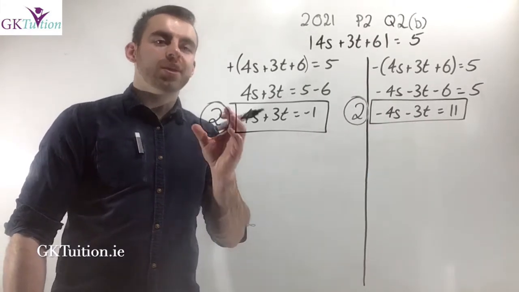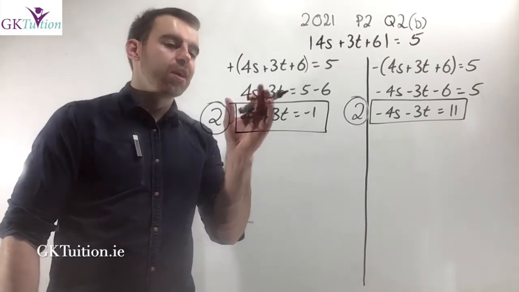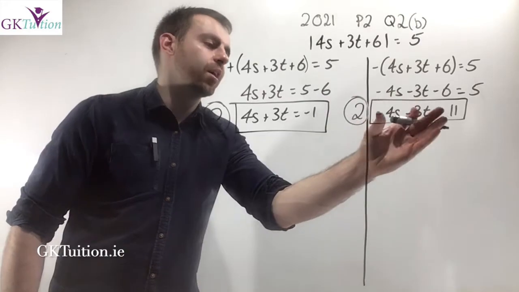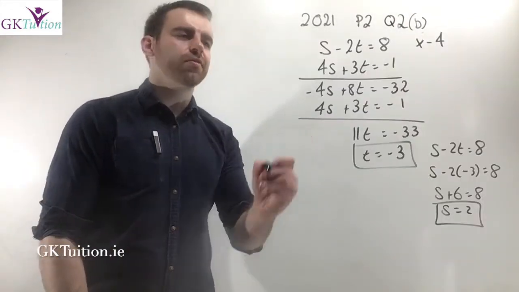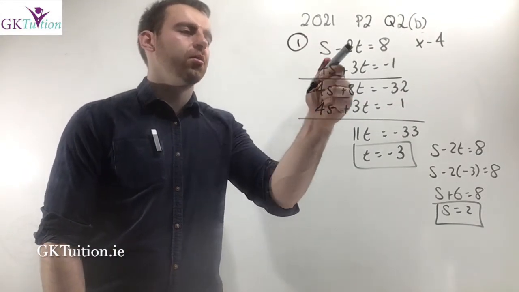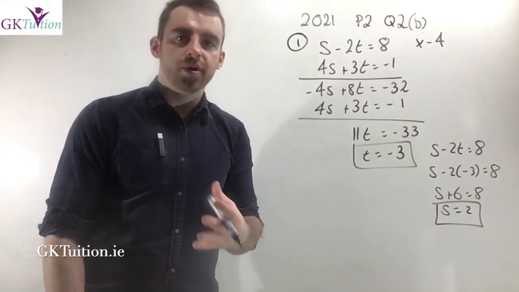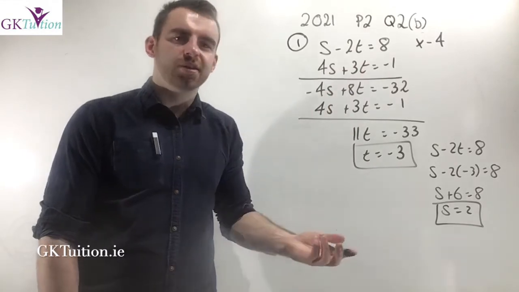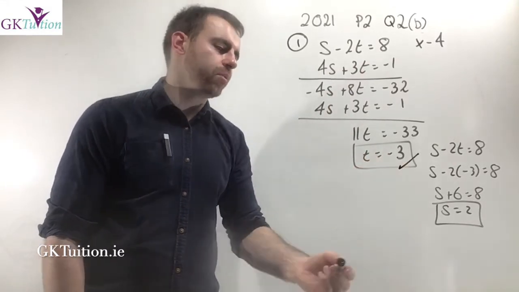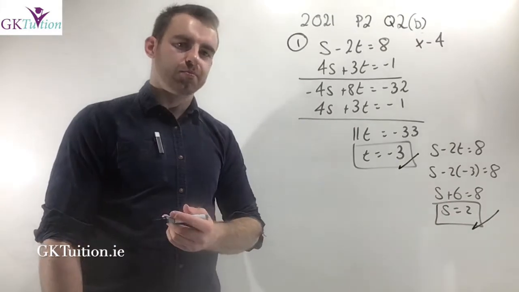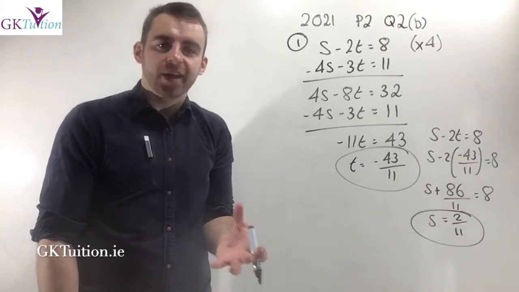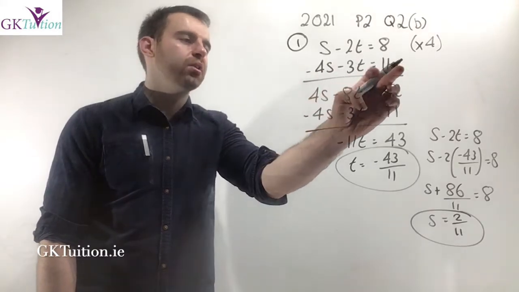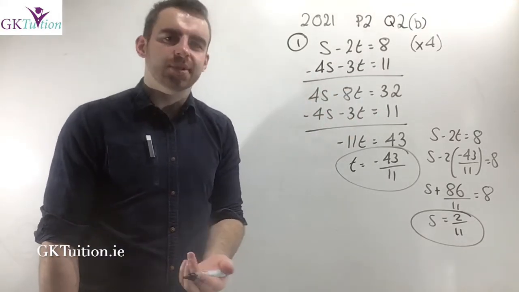But now we can take the equation we got at the start of the question and this one, solve for s and t, or take the equation we got at the start and the other one and solve for s and t. Okay, so the first equation we got was s minus 2t equals 8. And one of the possible second equations is 4s plus 3t equals minus 1. It's an easy enough simultaneous equation. You end up with t equals minus 3 and s equals 2. The second set of acceptable answers is when you take the other equation, minus 4s minus 3t equals 11. Once again, it's an easy simultaneous equation.